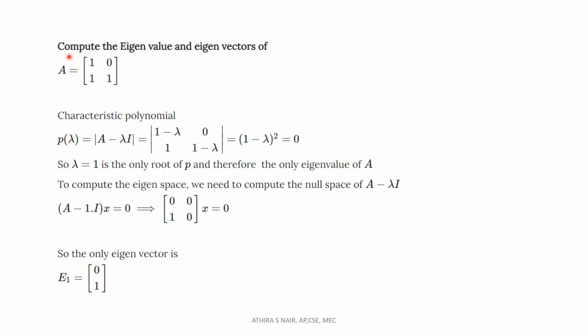Now we will see a problem. Compute the eigenvalues and eigenvectors of A, where A is equal to [1, 0; 1, 1]. First of all, find the characteristic polynomial by finding the determinant of A minus lambda I. So here we got 0. It's the characteristic polynomial. So lambda equal to 1 is the only root of p, and therefore the only eigenvalue of A. To compute the eigenspace, we need to compute the null space. That is, (A minus 1 times I) x equal to 0. That is, [0, 0; 1, 0] times x equal to 0. So the only eigenvector is E1 equal to (0, 1).